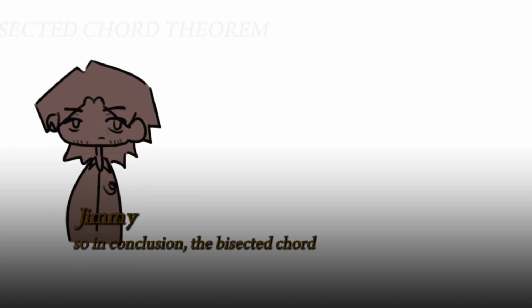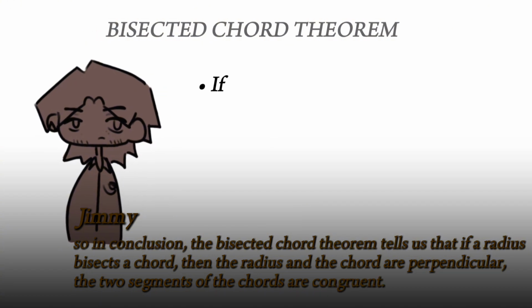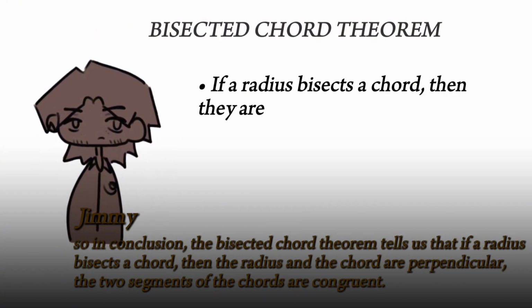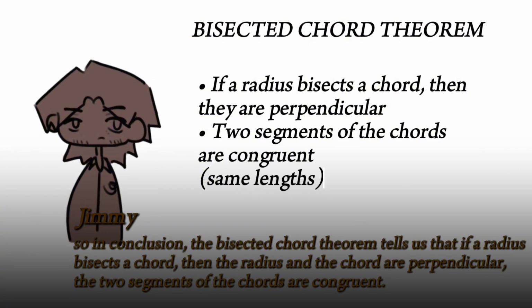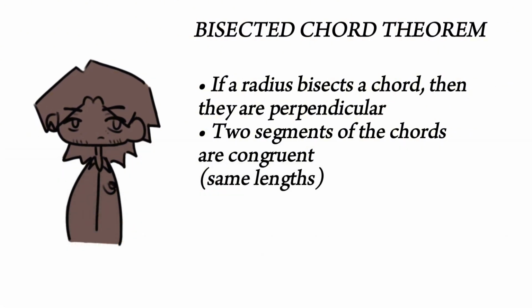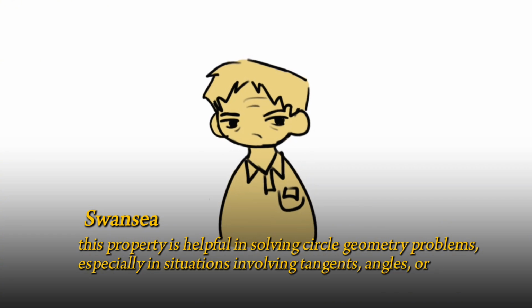So in conclusion, the bisected chord theorem tells us that if a radius bisects a chord, then the radius and the chord are perpendicular. The two segments of the chord are congruent. This property is helpful in solving circle geometry problems, especially in situations involving tangents, angles, or arc lengths.